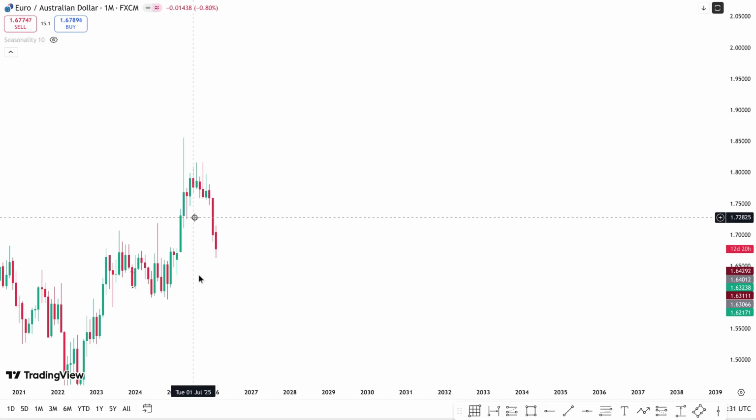So firstly, why we are on the monthly time frame is to get the overall direction of the market. Where is the market going to? What zone is the market approaching? And now market moves from zone to zone. We have the euro Australian dollar here, and it is moving from this zone currently back to this demand zone.